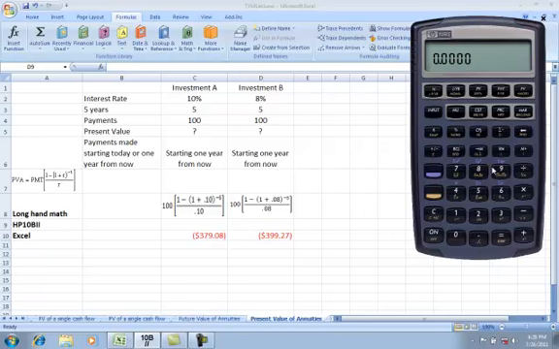5, $100 payments discounted back at 8% now is $399.27, and that is the correct one.